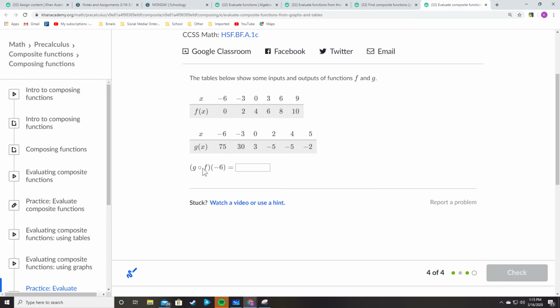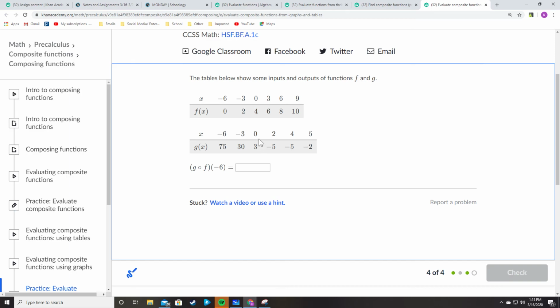So just like we did before, we're first going to find f of negative 6. So this first table here, this is for f of x. So we're going to go to f, and we're going to go to where x is negative 6. That gives us 0 as an answer. Now what we're going to do, we're going to take the 0 here, and we're going to evaluate that for g of x. So we're going to go to g of x, and we're going to look for where x is 0. So when I go through and look, my x values, I got 6, negative 3, I got 0 right here. This tells me that right here at 0, my output for that is 3.